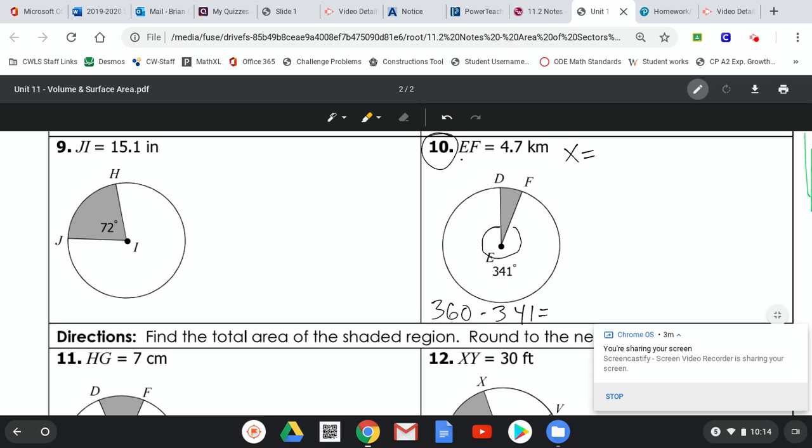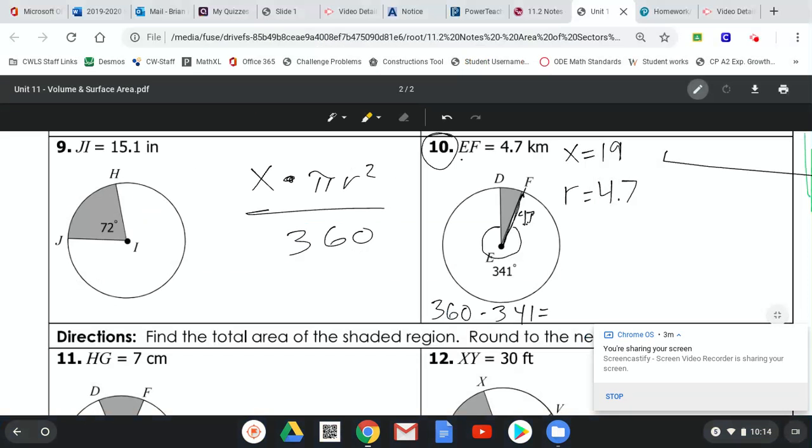So x is 19. Our radius here, it tells us EF, E to F, is 4.7. That's our radius. So our radius equals 4.7. That's the length from here to here. We need to know that. Our formula is x times pi r squared divided by 360. So we're going to plug in our x, which is 19, after I erase this part right there. There we go. So x is 19.